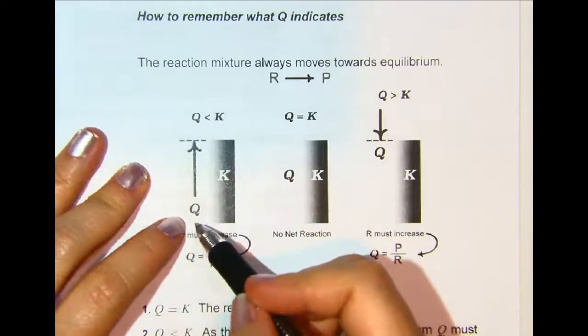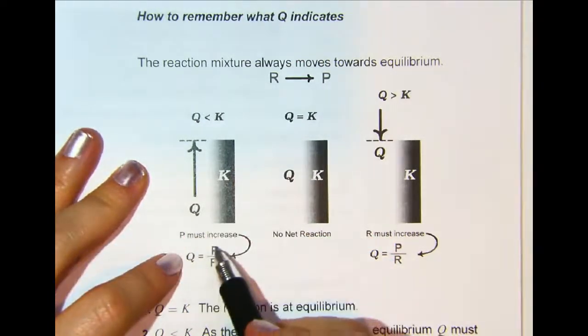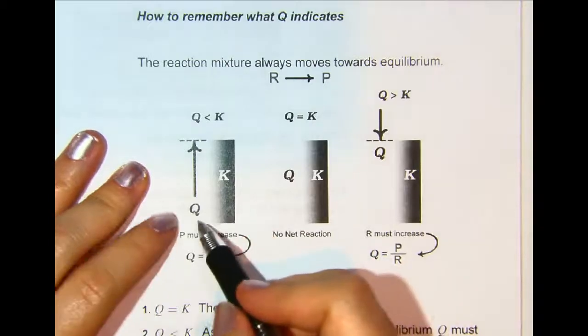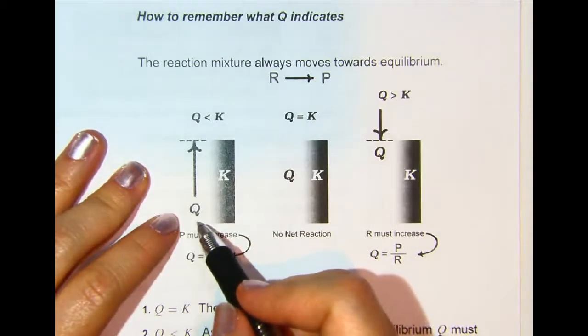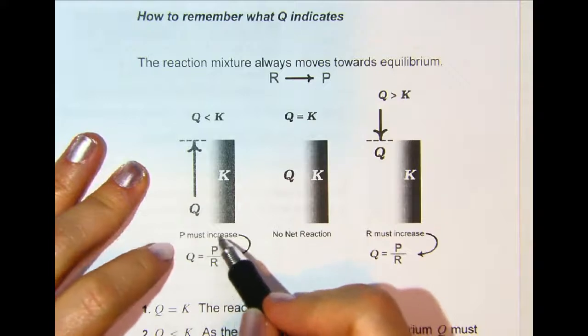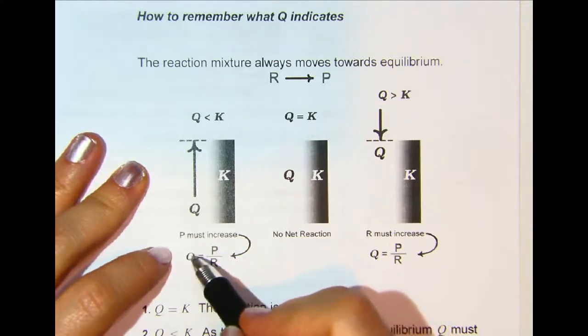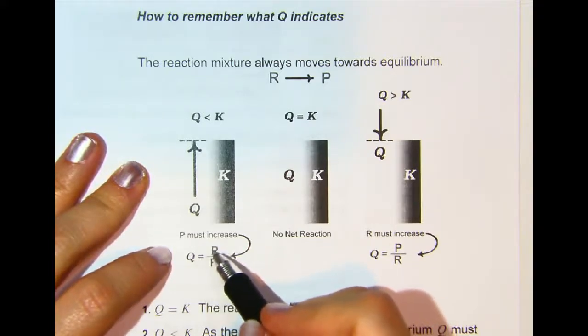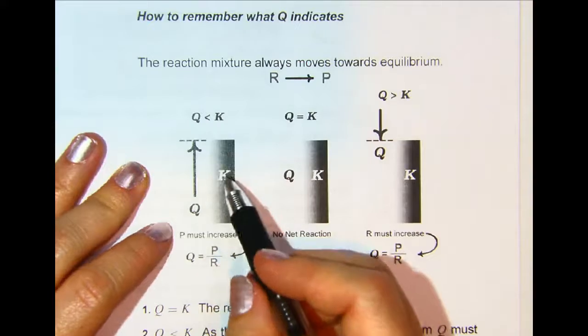If your Q is less than K, and remember Q is equal to products over reactants, then I need the Q to become a larger value. And so that means the numerator needs to become larger, so my products need to increase. So this reaction has to move to make more products in order for Q to become equal to K.